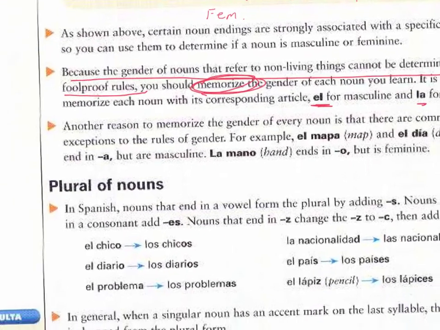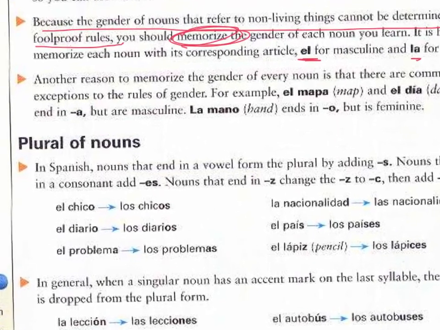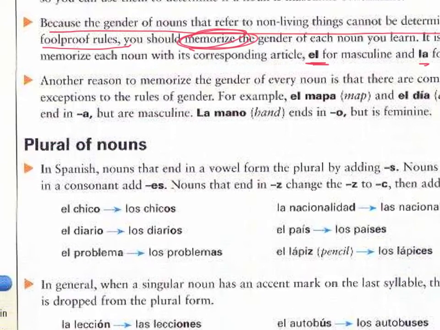But going back to the thing about memorizing the gender, there are exceptions to the rules. And so mapa ends in an A, and it's not an MA. Remember that MA things are usually masculine, but this just has an A. So it seems like it should be la mapa, but it's el mapa. Also, dia would be masculine, even though it ends in an A. Looks like it should be feminine, but it's not.